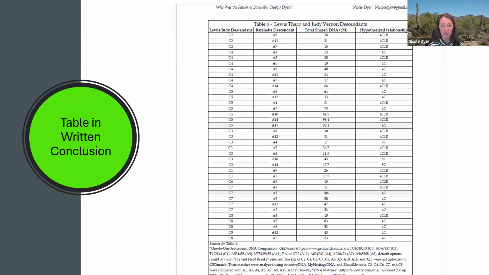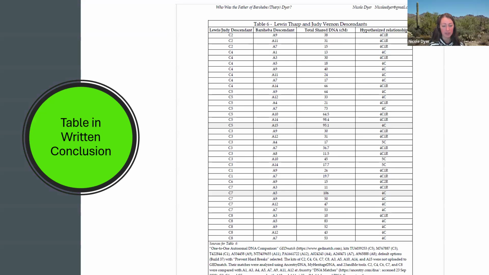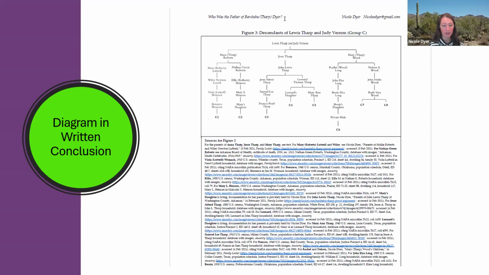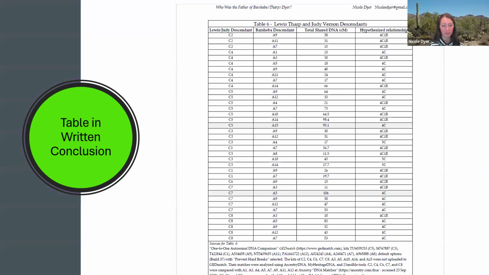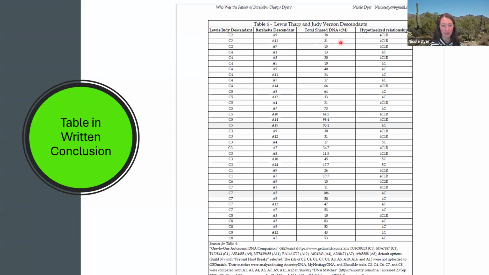And here is what the diagram in the written conclusion looks like, showing just the descent from the common ancestor and no match information as far as how many centimorgans are shared, because that's all shown in the table. So you could look it up and see, okay, C1 shares whatever. C1 isn't even in the table. C2 shares with A9 38 centimorgans, and with the two other test takers 31 and 15 centimorgans.